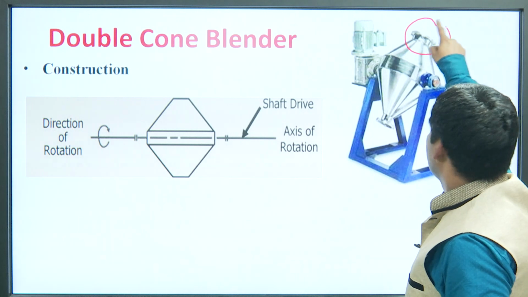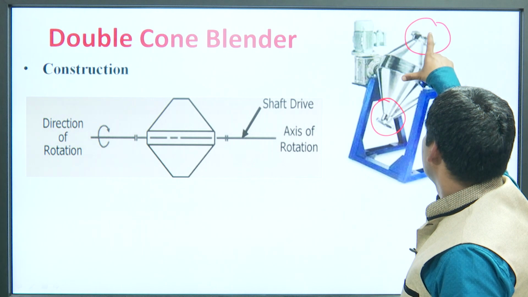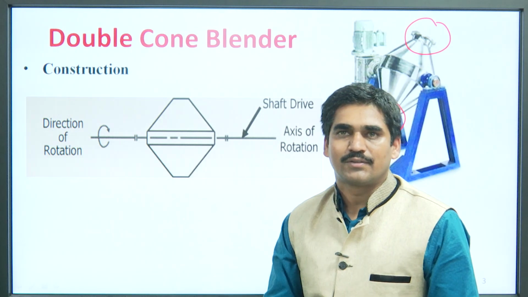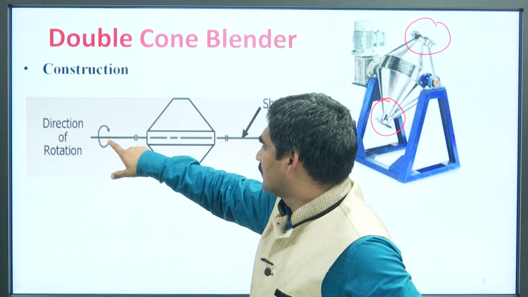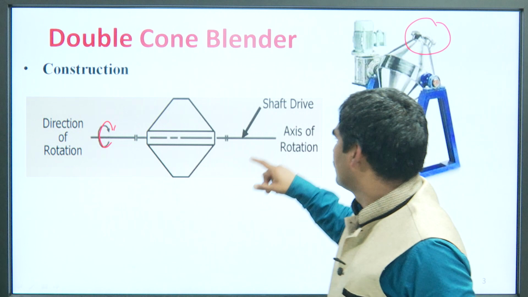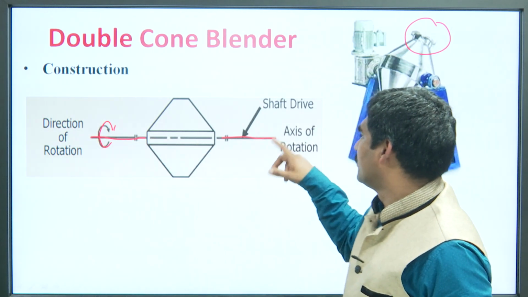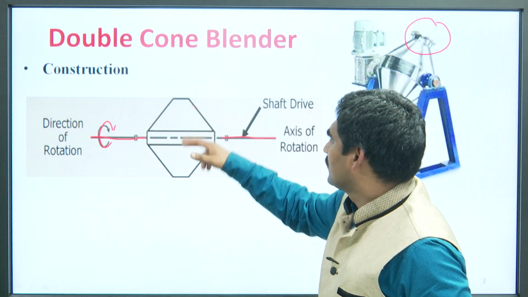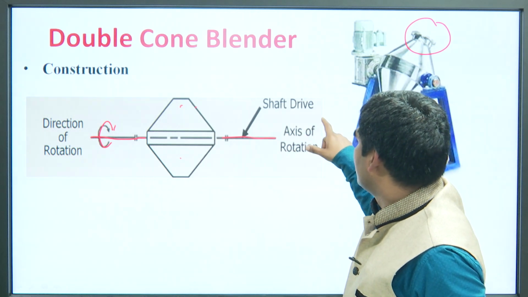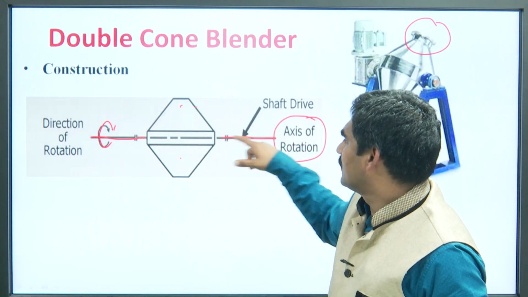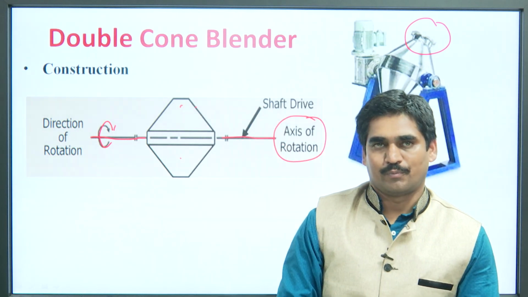In this diagram you will find that here one cone is there and this is the other cone. Combined, this is called a double cone blender. In this direction you see, this is the direction of rotation, and these are the shafts on which this mixer moves. These are the two cones, first cone, second cone, that is why it is called a double cone, and this shaft is the axis of rotation on which this blender moves.